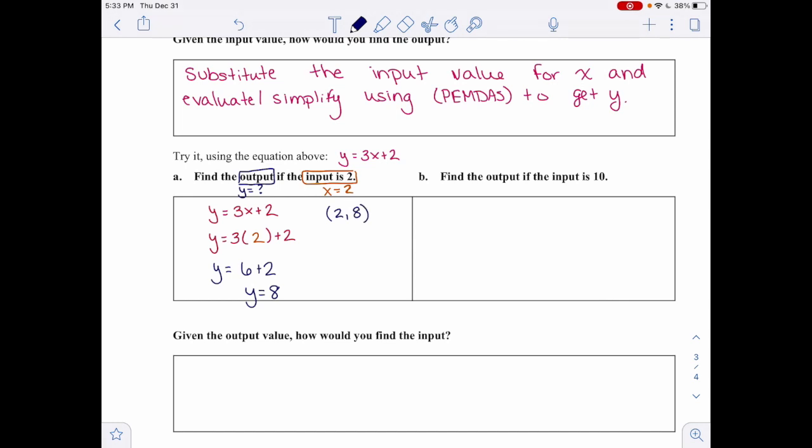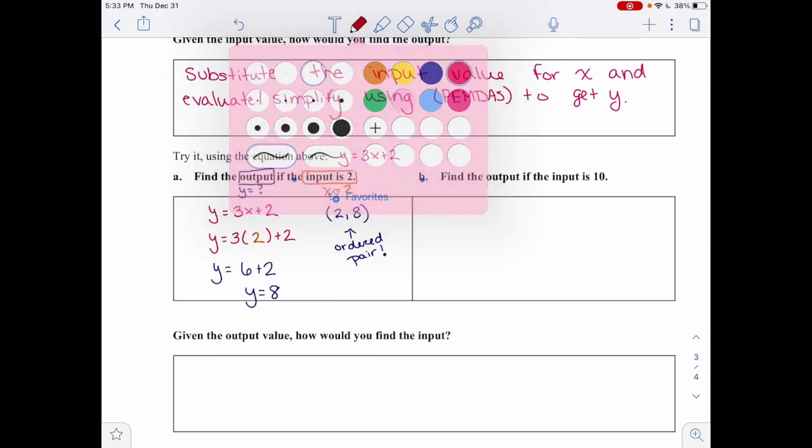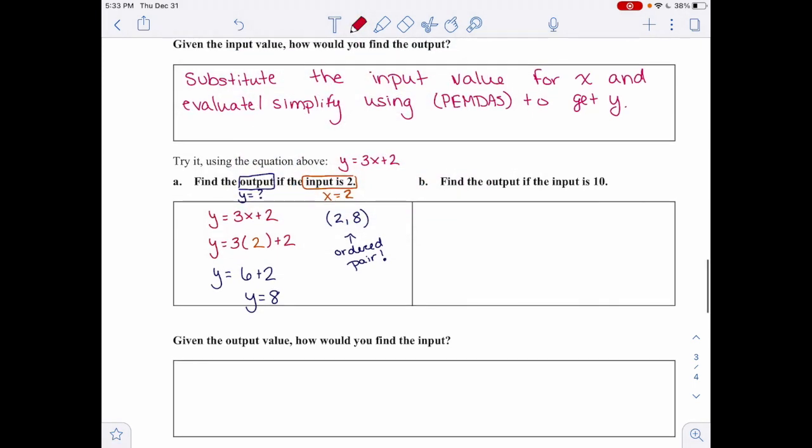I could take that and put it on a graph, or I can put it in a table, or I can put it in a mapping diagram, right? But this would be the ordered pair that came from this input and output. So then same type of question here. We're using this same equation. It says find the output, so find the y.